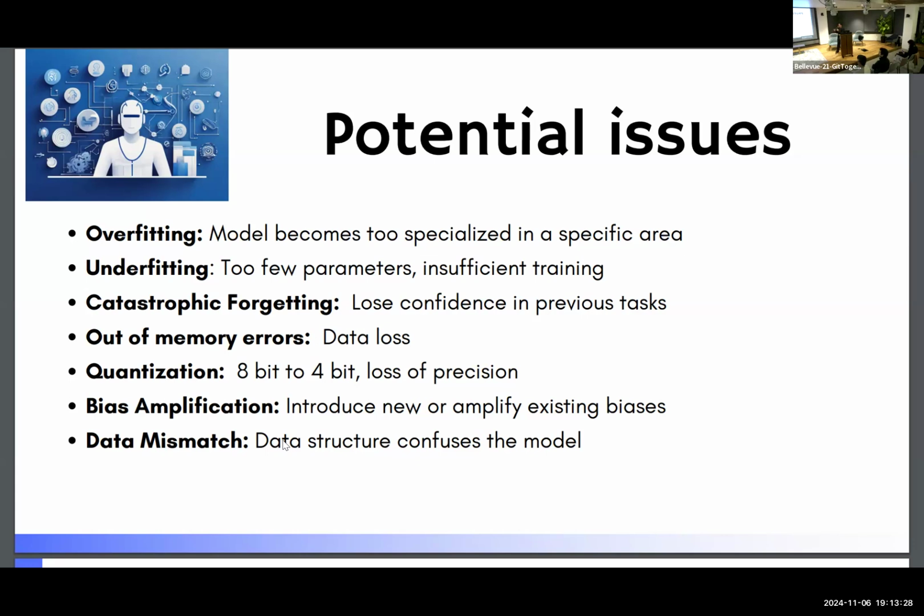And then finally, besides bias amplification, you can also have what we'll call data mismatch, depending on the structure of the data that you're training the model with. If the structure is slightly different, you're going to start to confuse the model in terms of the training. So we're going to talk about taxonomy here shortly.